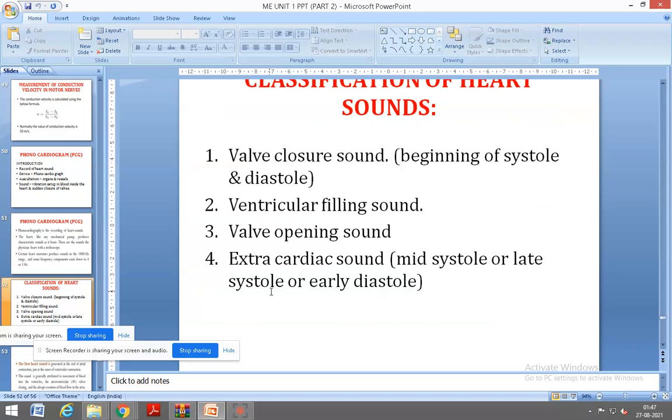The next is the classification of heart sound. So here, the valve closure sound is from the valves present between the atria and ventricles. Systole and diastole, biology students will know. Systole means contraction, the empty state of the atria and ventricles, like an empty balloon. Diastole means your heart begins to fill with blood. That is expansion. Expansion is diastole, like an air filled balloon.